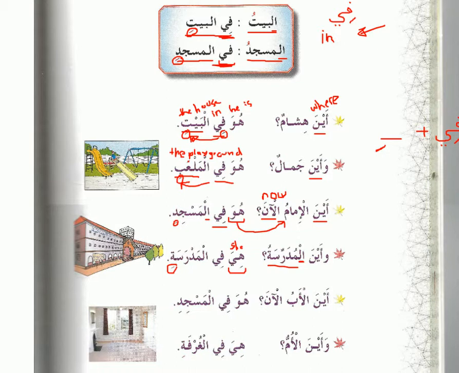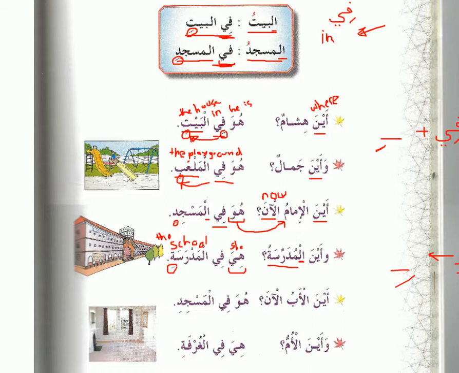You still change the dhamma to a kasra. The dhamma changes to kasra. That's the word. Hiya fil madrasati means she is in the school. The school. Hiya fil madrasati. She is in the school. So it doesn't matter what the word is, just change the dhamma to a kasra when you have it after a fi. Okay, the next sentence.